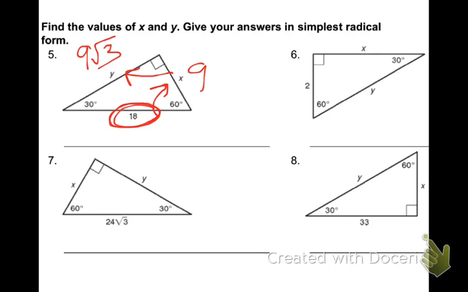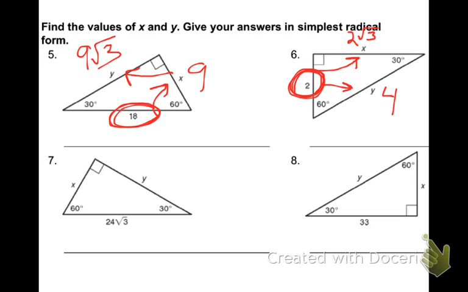What about number 6? What am I given on number 6? I'm given the short side. Well, let's find the hypotenuse first, because that's always the easiest one. Hypotenuse has to be 4. Nice job, because I double it. And then I find the long side. Long side is going to be 2 square root of 3. Okay? And again, 30, 60, 90 triangles have 3 rules. 45, 45, 90s have 2 rules.